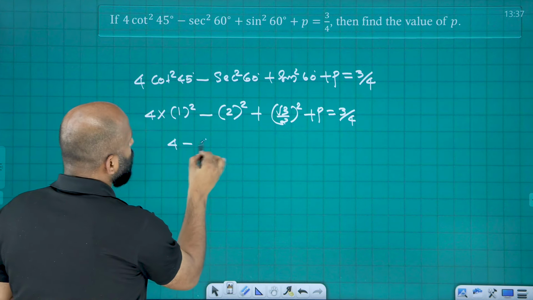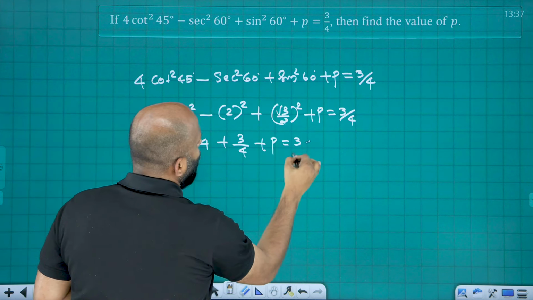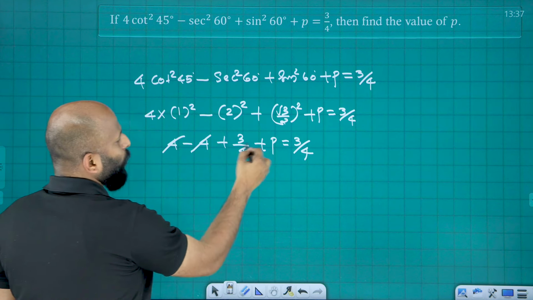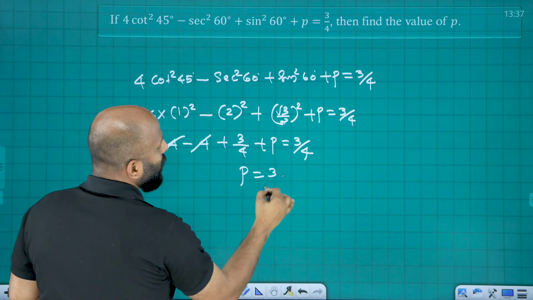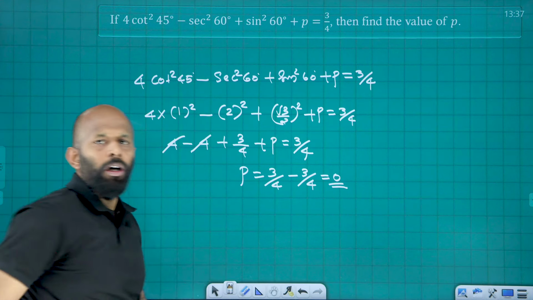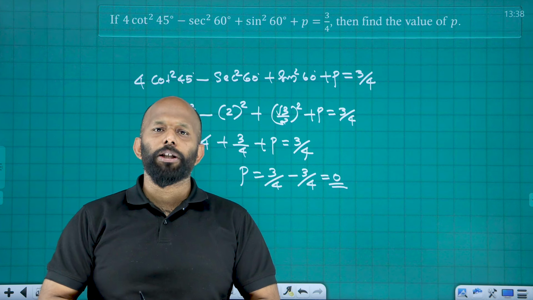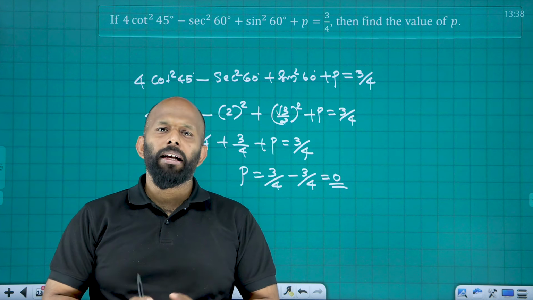So 4 minus 4 plus 3 by 4 plus p is equal to 3 by 4. So this gets cancelled, and p is equal to 3 by 4 minus 3 by 4, which is equal to 0. Here we got p is equal to 0. Hope all of you understood this question. Now we can move to the next question.